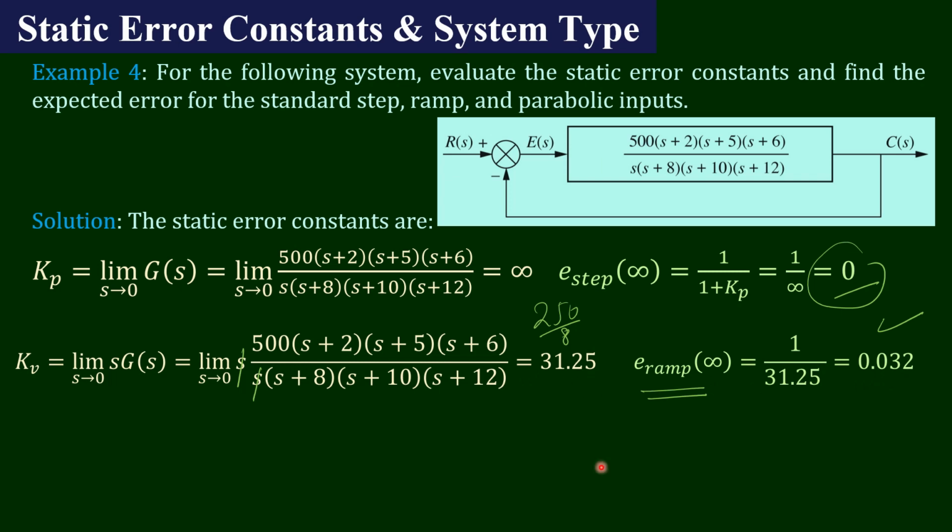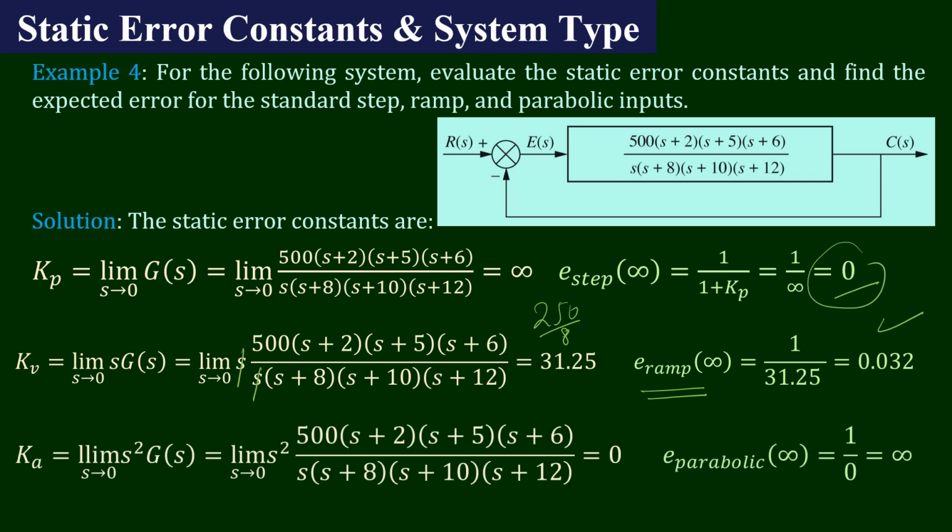Now for the acceleration constant, as we determined previously, it will be s square. So if we look over here, what will happen? This s will cancel with this 2, and normally this is s, so as limit s tends to 0, you will get 0 over here, and then 1 over 0, so the tracking error is infinity. This means the parabolic function cannot be tracked by using the closed loop of type 1 system.